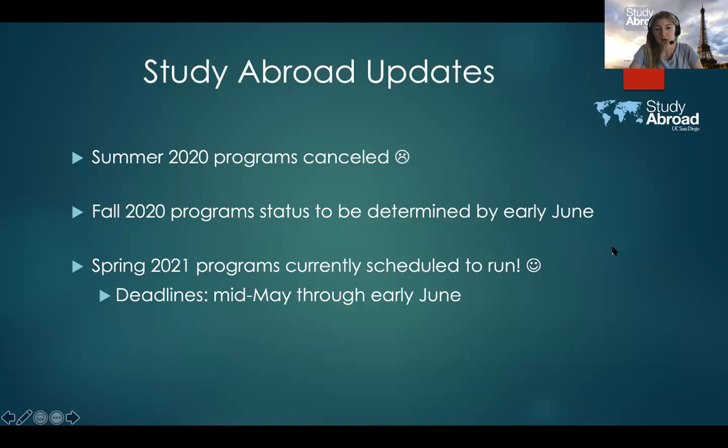The status for fall 2020 programs is yet to be determined, and we're hoping that those notifications and those decisions will come through probably in the next week or so, hopefully by early June. So we will give you more information on that. If for whatever reason anybody who's on this webinar has applied and is enrolled in a fall 2020 program, more information is coming. And then for spring 2021, we're really hopeful that everything will be up and running by that point. So all those programs are currently scheduled to run.